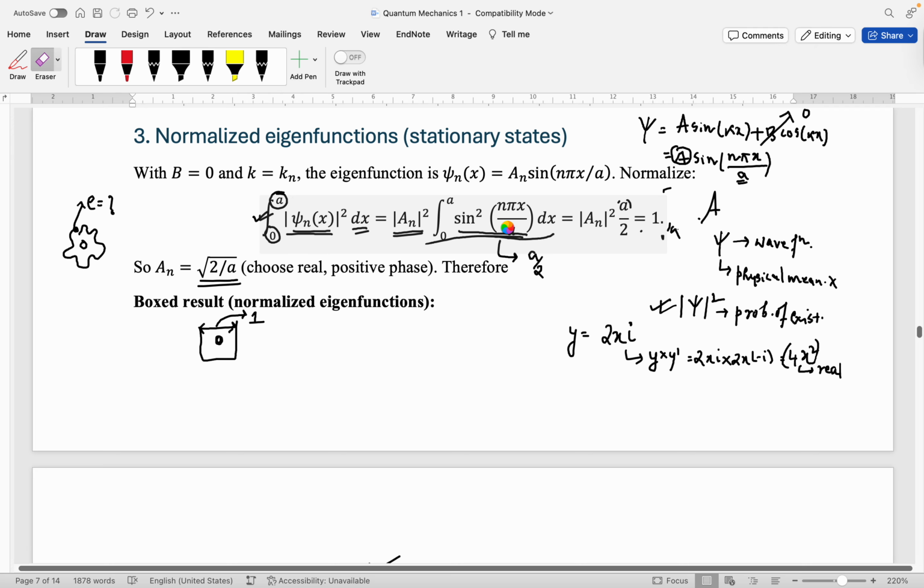If you integrate this, it is a very simple integration, don't worry, you can do it. Modulus of a n square into a by 2 must be equal to 1, obviously, because this is the entire probability. So what a n would be: you take 2 here, a will come here, root 2 by a, taking the square root of a n square, so a n would be root over of 2 by a. So this is my a n value.